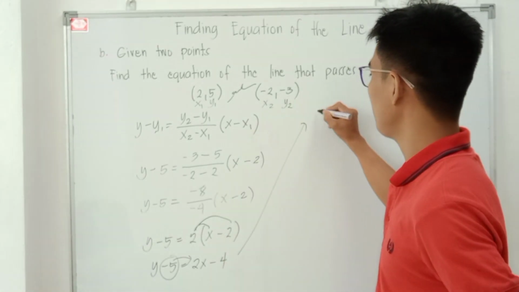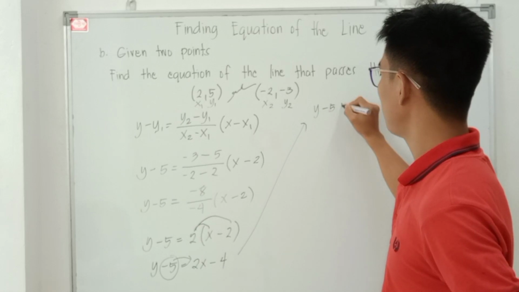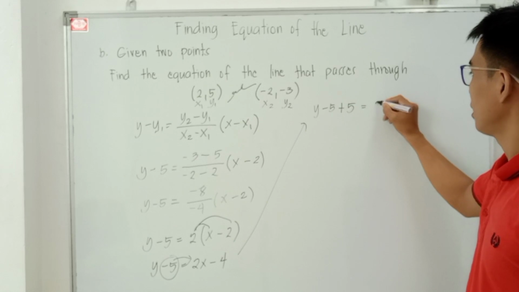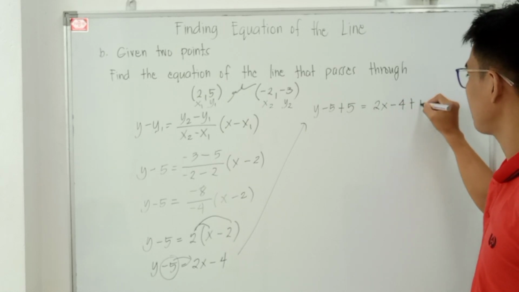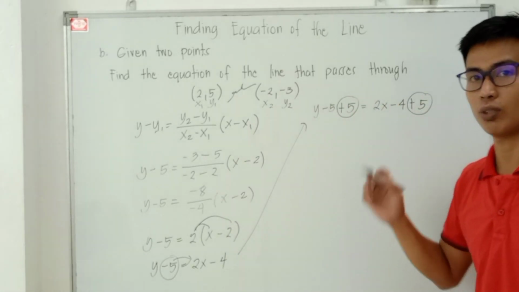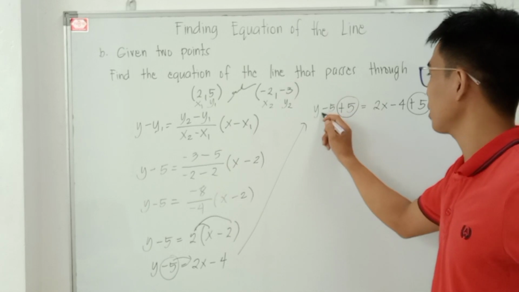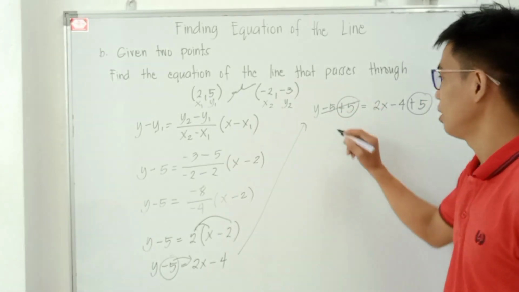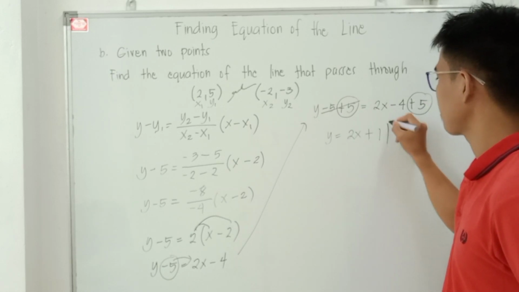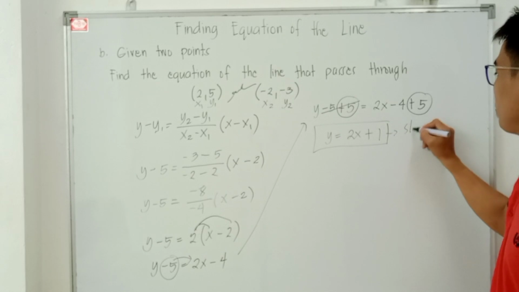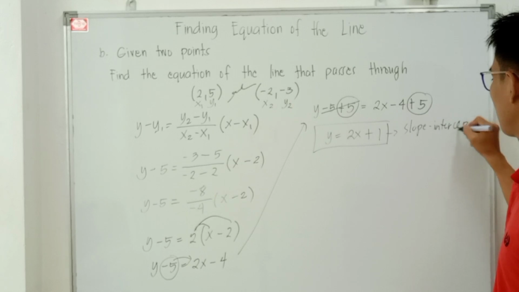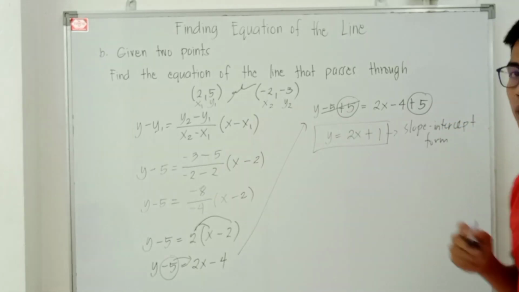positive 5. So that will become y minus 5 plus 5, the additive inverse of negative 5, equals 2x minus 4 plus 5. So yung additive inverse ng negative 5 is nilagay natin dun sa magkabilang side. So matatanggal na to since ang sagot sa kanya is 0. So, y equals 2x plus 1. And this is the slope-intercept form of the equation. So, yan po yung ating slope-intercept form.